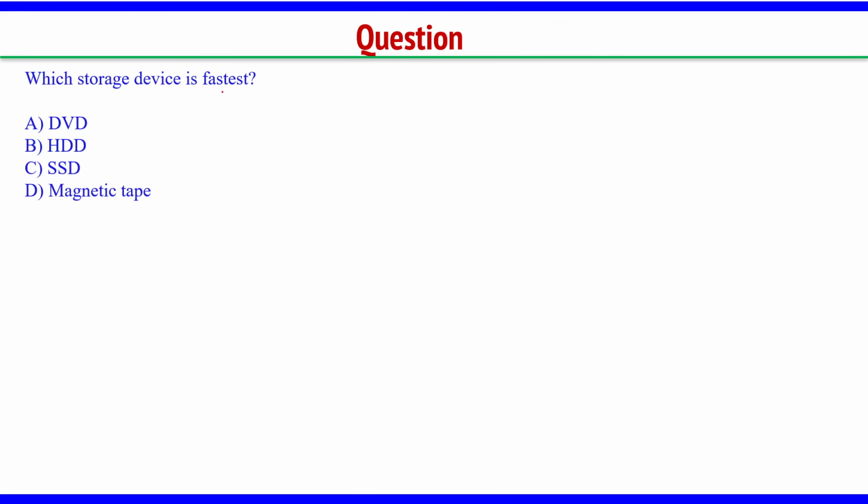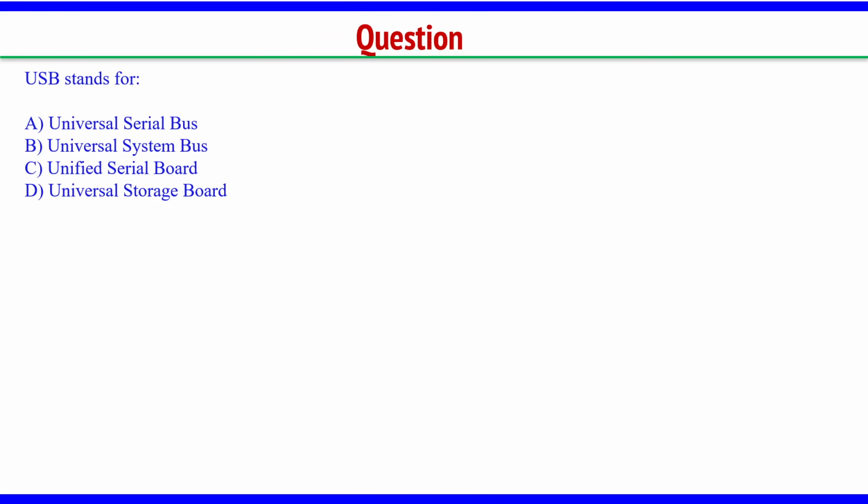Which storage device is faster? DVD, HDD, SSD and magnetic tape. It's quite common. The fastest storage is SSD. USB stands for what? Universal serial bus, universal system bus, unified serial board, universal storage board. What is the full form of USB? So the answer is universal serial bus.